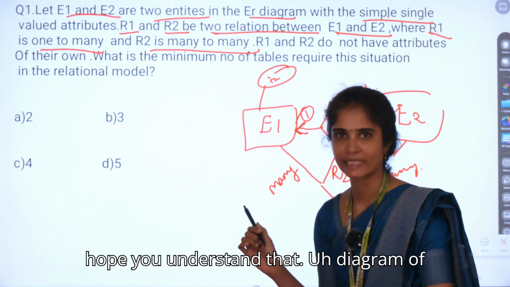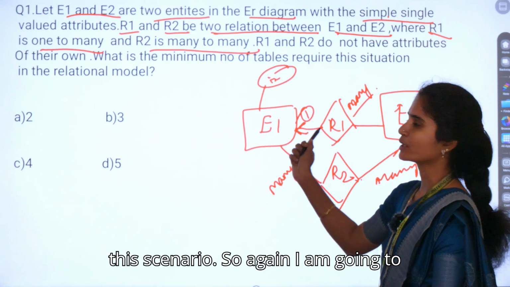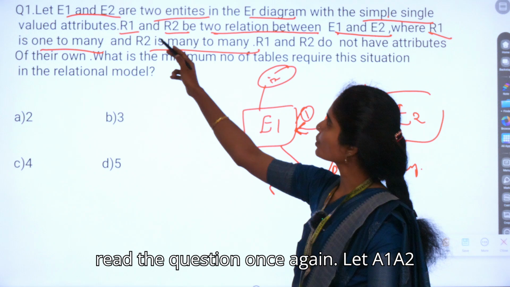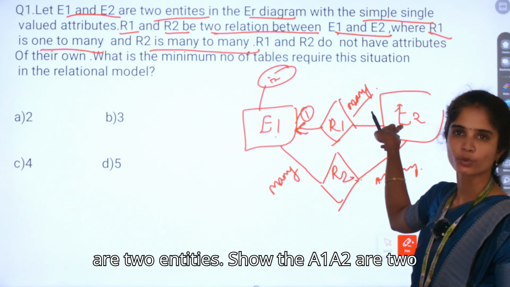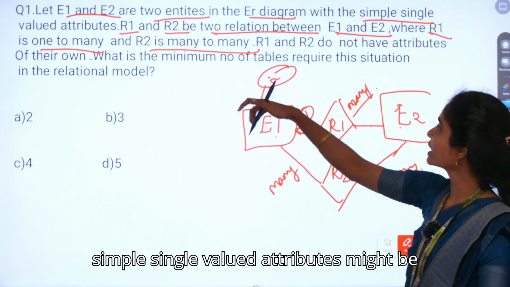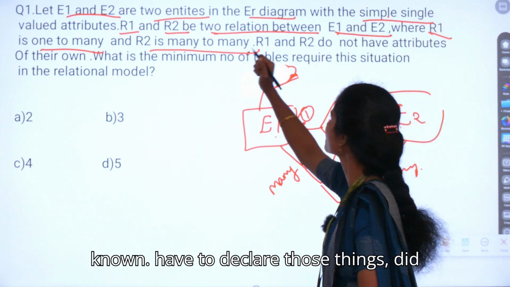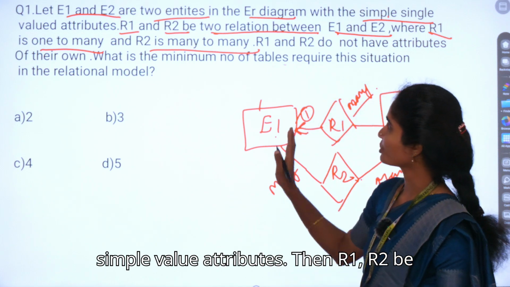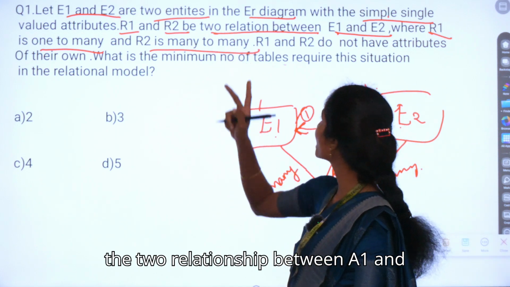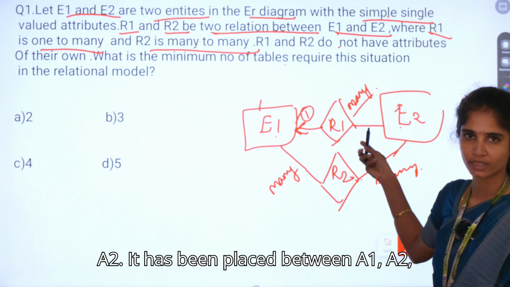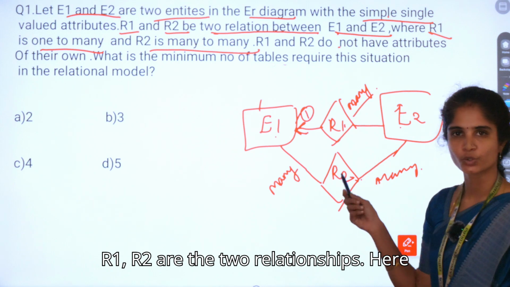I hope you understand the diagram of the scenario. So again I am going to read the question once again. Let E1, E2 be two entities in the ER diagram with simple single valued attributes. No need to declare those things; they did not mention anything. They have some simple valued attributes. Then R1, R2 are the two relationships between E1 and E2, placed between E1, E2.